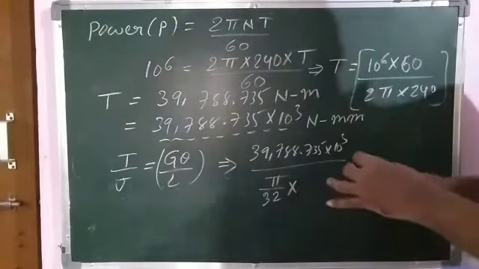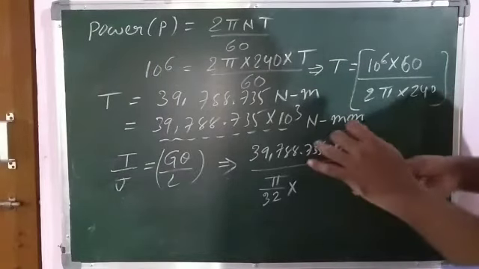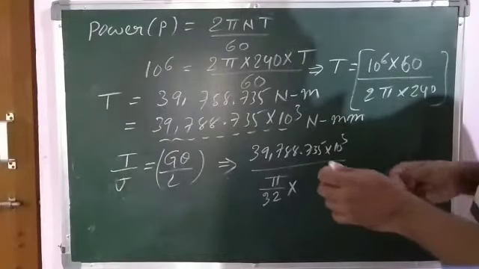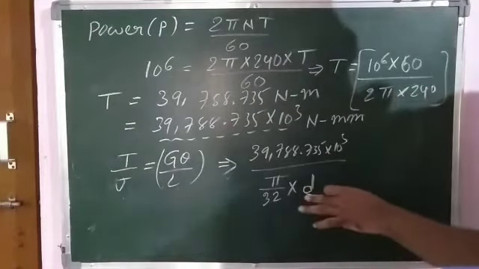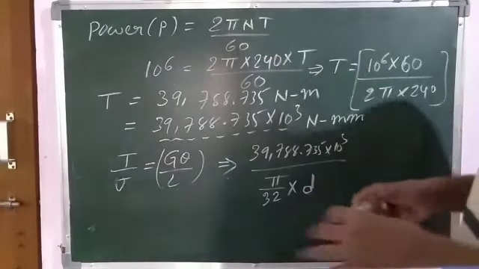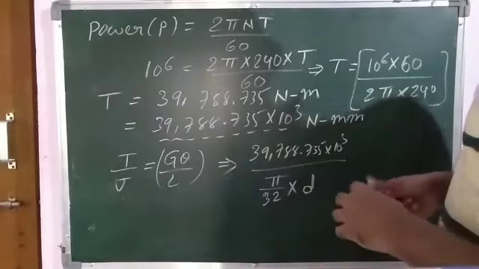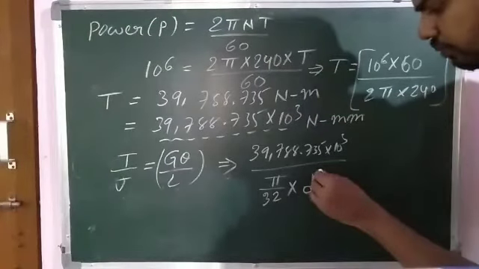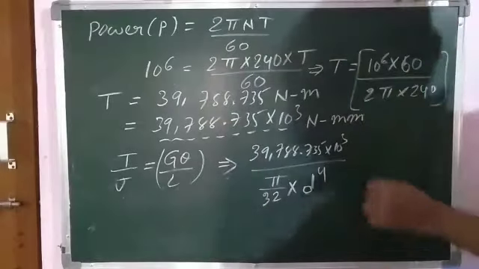He didn't mention whether the given shaft is hollow or solid. We didn't see any inner diameter or outer diameter terms in the given question. So let us assume our shaft is a solid shaft. Then pi by 32 into d power 4.